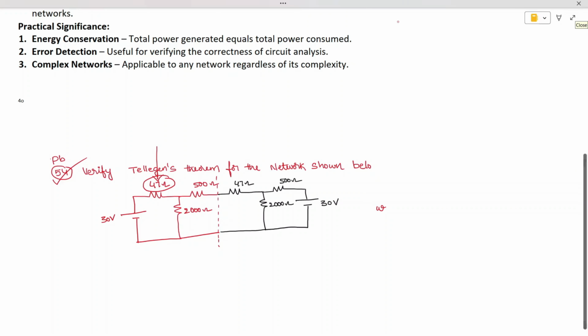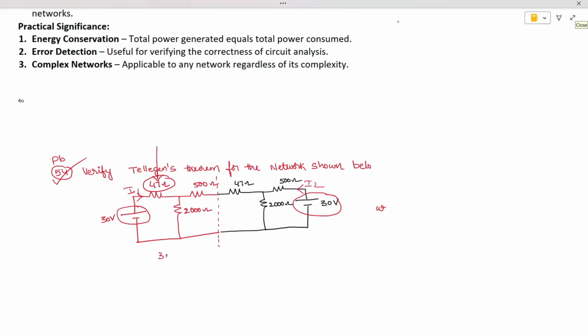You can see here, this is a verification of Tellegen's theorem. It is a T network with resistors of 2000 ohms, 500 ohms, 47 ohms, 2000 and 500. In this network, we need to find out the power delivered by this voltage source and the total current I1. So what is the power delivered by this source? The voltage is already known and the current we have to find out.